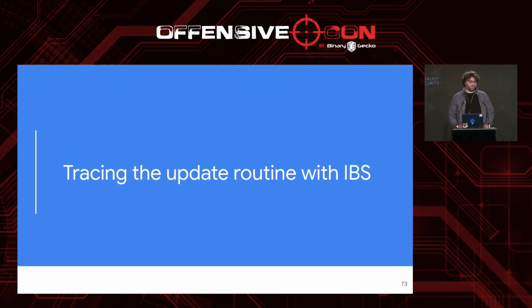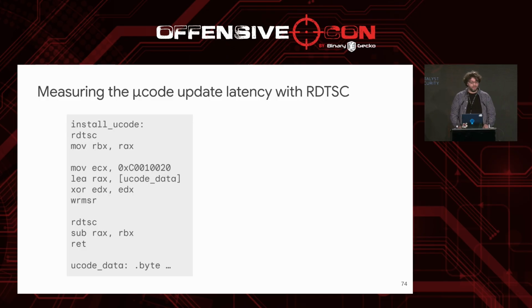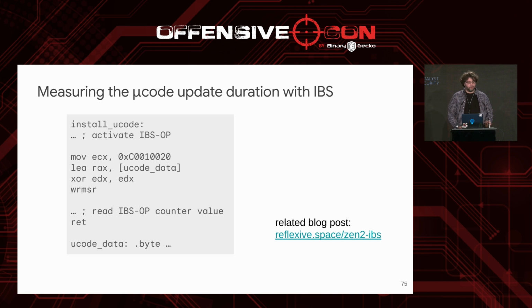Right. Let me tell you how we traced the microcode update routine with IBS, a CPU feature from AMD. We were measuring the microcode update procedure's latency when flipping bits in different positions in the update file using RDTSC. While doing this, we also experimented with another feature called IBS, instruction-based sampling. It's an AMD CPU feature meant for performance measurements. There's a very interesting blog post linked here with more in-depth details.